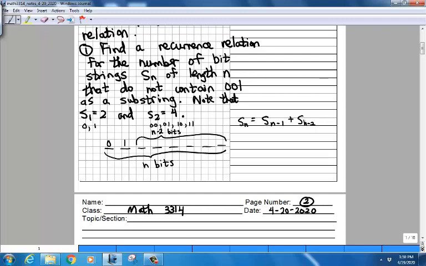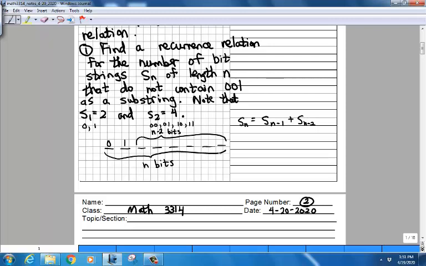Because how do we get the s sub n minus 2? Take any bit string of length n minus 2 that doesn't contain 0, 0, 1, put it here and then add a 0, 1 in these 2 bits, and you would have a bit string of length n that doesn't contain 0, 0, 1. So that's why this term we would add.